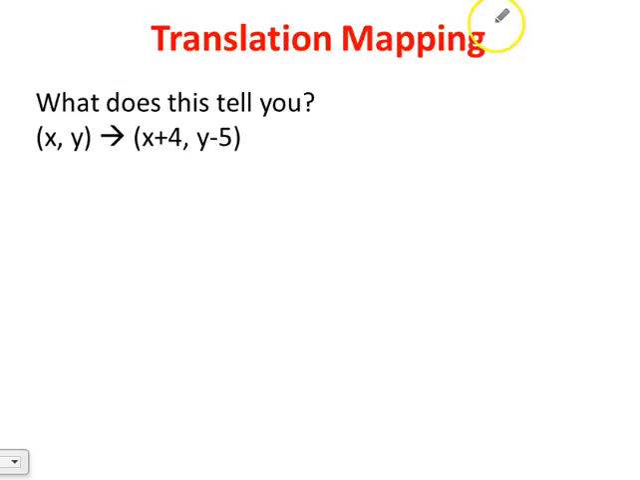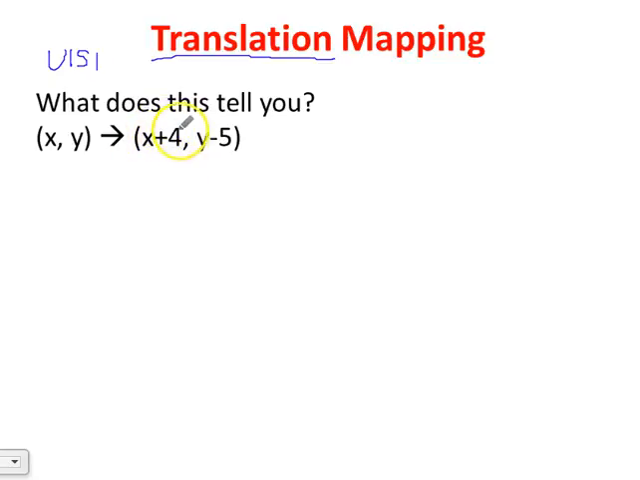Alrighty, translation mapping, just a quick review of what we did in Unit 1, Session 1. We looked at translation mapping, and translation mapping tells us what direction, vertically and horizontally, an image has been moved for translations. So if we have this translation mapping, what directions did the figure move? And remember, over is not a direction. Over is not a direction. You need to use left or right.